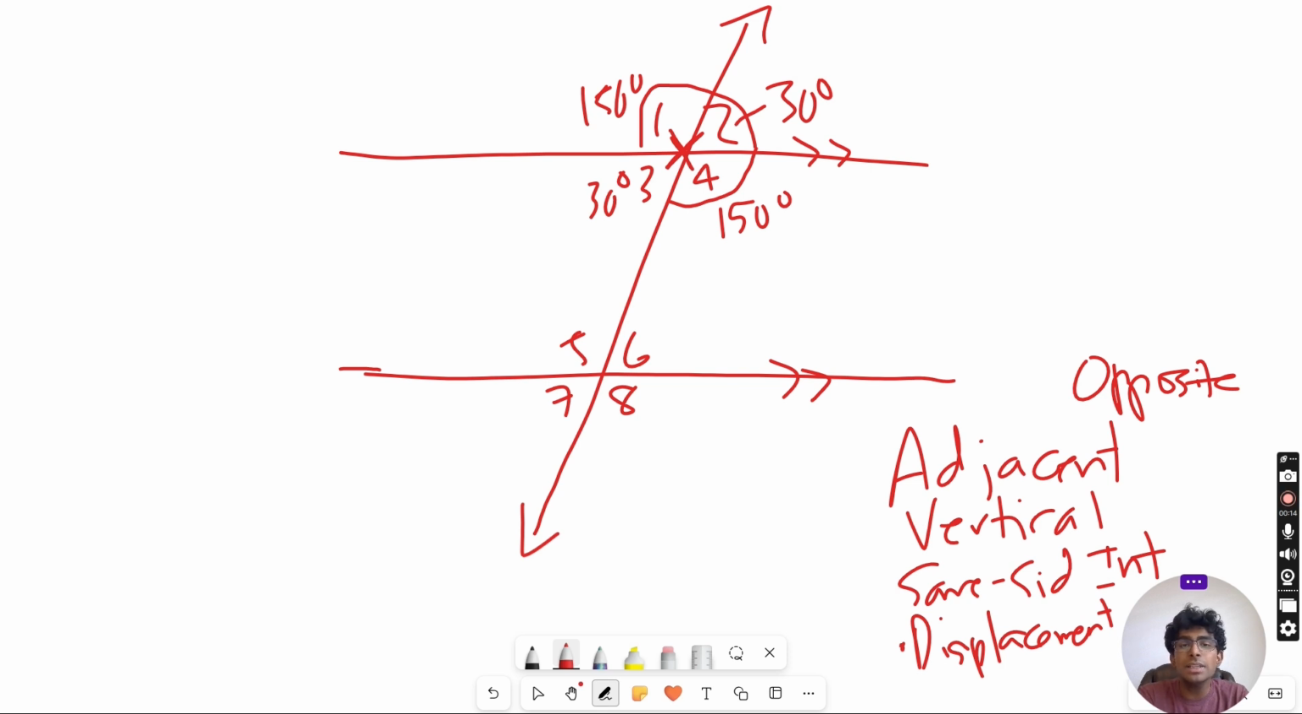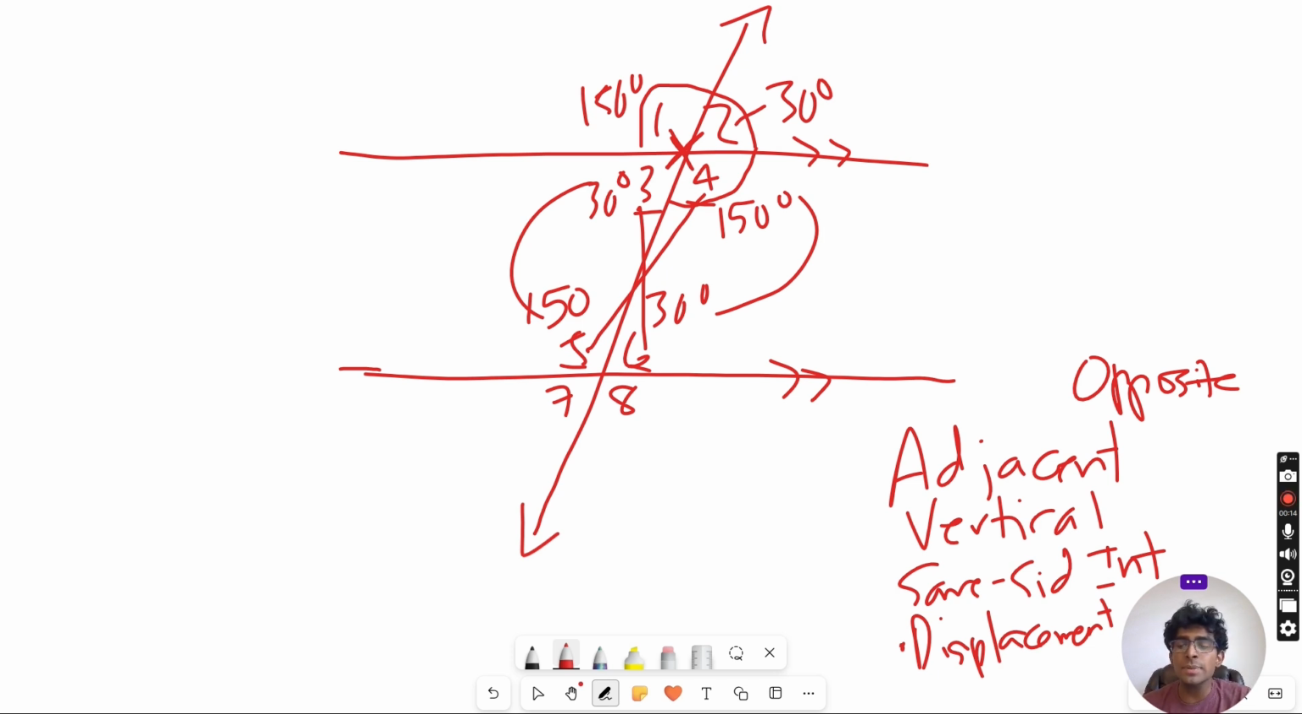Same side interior basically means on the same side, on the inside of the parallel lines, like 3 and 5, and 4 and 6. Those are going to be same side interior. Those are also supplementary. So that means 5 is going to be 150 and 6 is going to be 30. So these two are supplementary with each other, both summing up to 180. And then we can talk about opposite angles here. Basically, 3 to 6 and 4 to 5, that's what I meant by opposite on the interior. They are the same, okay?